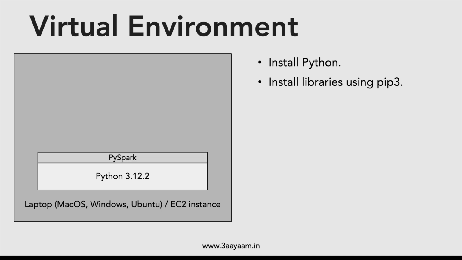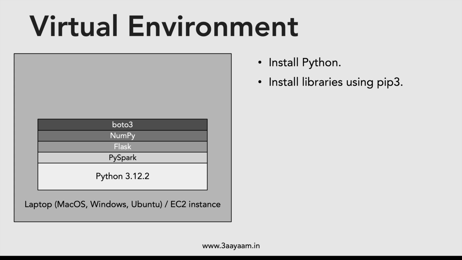Let's say we want to install PySpark because we want to run Spark code. Then we install Flask because we want to do some web development. Then we install NumPy because again we'll be writing code for, let's say, creating machine learning models, or Boto3, which is the AWS SDK for Python, because we want to write some script to automate AWS provisioning work or deployment work. Where are all these libraries being installed? All of them are getting installed where the global Python is running. Wherever I have installed Python, that is where the libraries are getting installed.